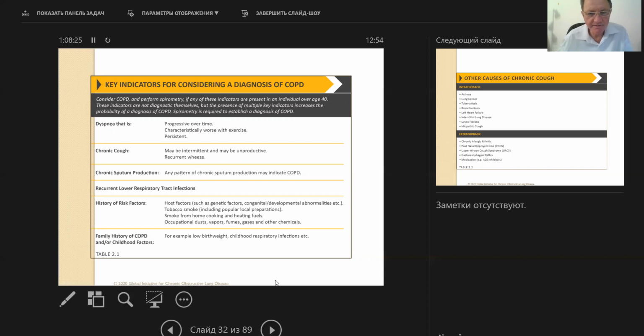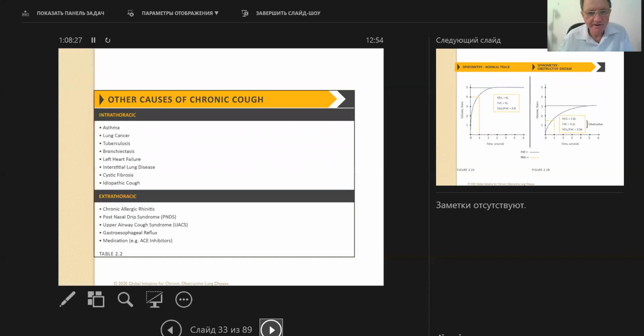Family history, and other causes of chronic cough, including asthma, lung cancer, tuberculosis, bronchiectasis, left heart failure, interstitial lung disease, cystic fibrosis, and idiopathic cough. That's why you should exclude these factors when we make a diagnosis of COPD.